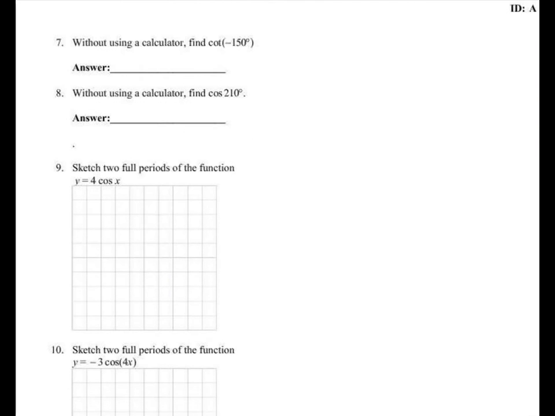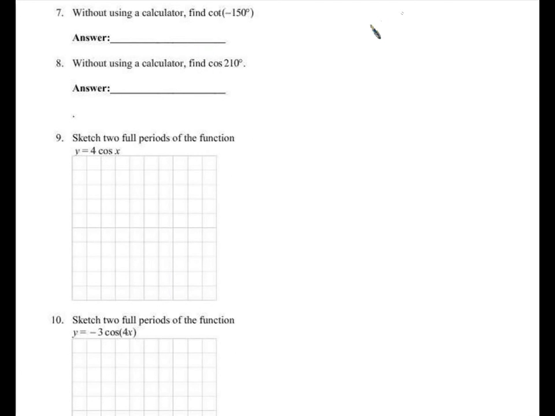Next. Okay, without using a calculator. For both of these, without using a calculator, as I explained many times, that means that it's an angle that is either labeled on our unit circle or coterminal to an angle that we've labeled. So let's look at negative 150. Negative 180 would take us to right there. Negative 150 is just 30 degrees shy of that. And that happens to land in the same place as 210. So this is 210 degrees.